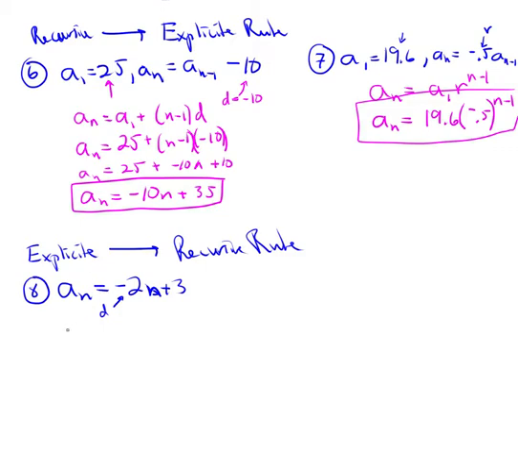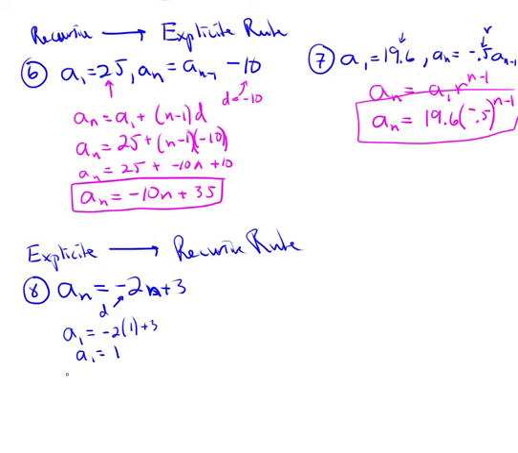So we need a sub 1. And a sub 1 is when, we could just use our equation. So n is 1, so I'll substitute 1 in for n and simplify. So a sub 1 equals 1. So what we'll do is negative 2 plus 3 is 1.